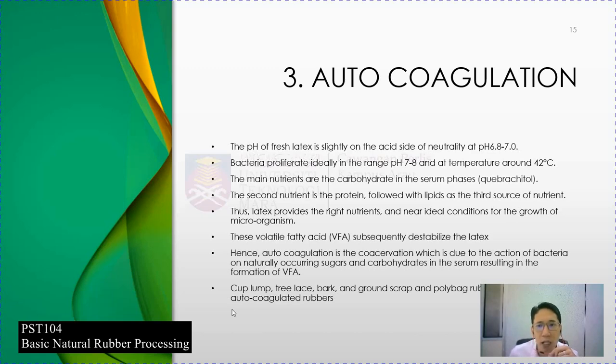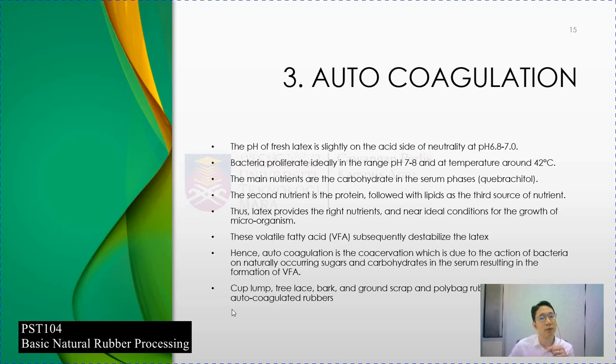The main nutrient is the carbohydrate in the serum phase. Okay, the second nutrient is the protein itself. Okay, saya cakap protein ini yang menyebabkan microorganism grow, followed by the lipids as the third source of nutrient. Thus, latex provides the right nutrient and near ideal conditions for the growth of microorganisms.